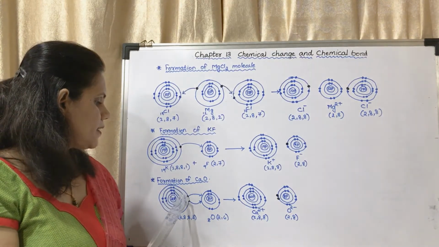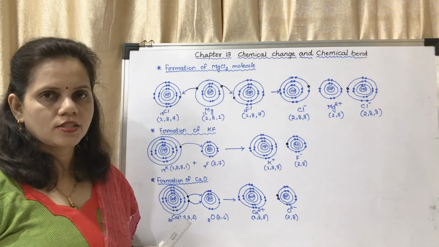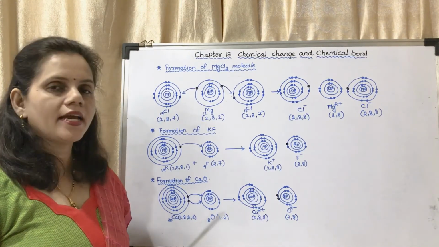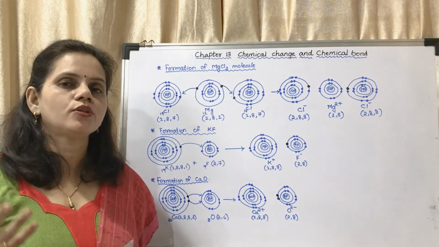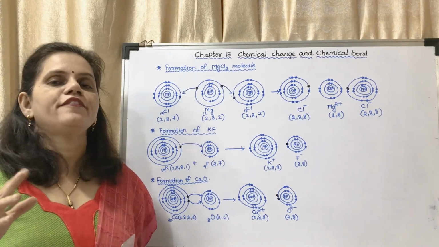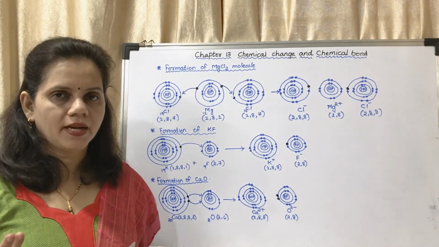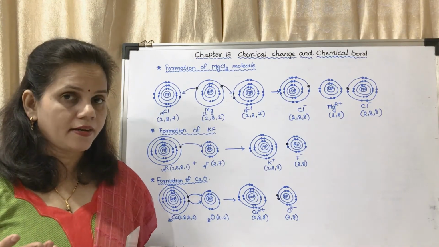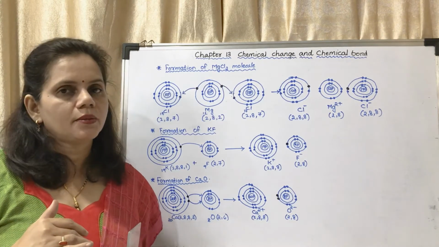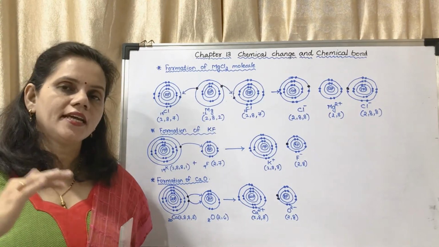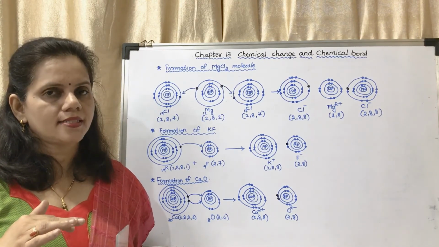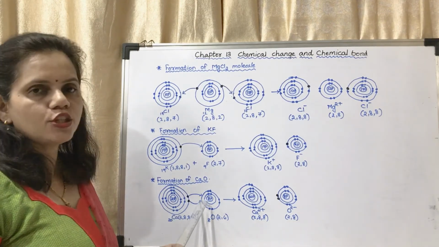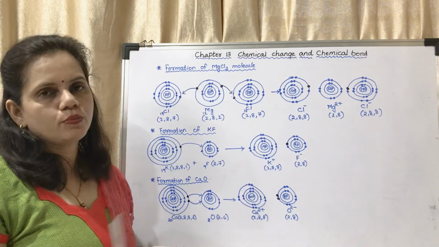It is having 6 electrons in its outermost shell. So calcium will give its 2 electrons to oxygen. After giving those 2 electrons, it will form Ca2+. If it gives 2, it will become 2 plus. If it gives 1, it will become 1 plus. If it gives 3, it will become 3 plus. And if it takes 3, it will become 3 minus. If it takes 2, it will become 2 minus. And if it takes 1, it will become 1 minus. Here it is taking 2, so it will become 2 minus.